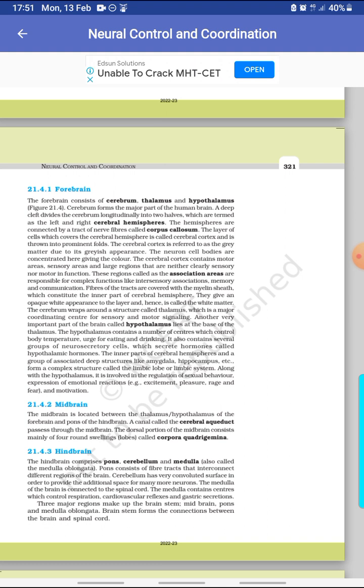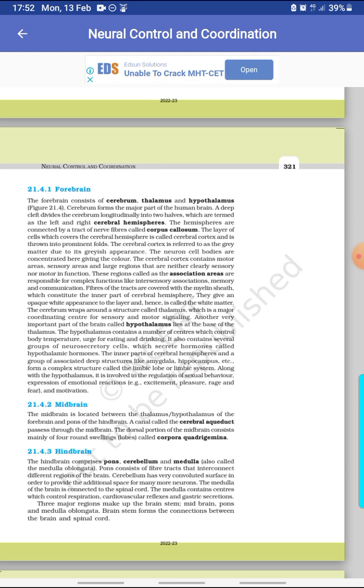Hindbrain. The hindbrain comprises pons, cerebellum, and medulla, also called the medulla oblongata. Pons consist of fiber tracts that interconnect different regions of the brain. Cerebellum has a very convoluted surface in order to provide the additional space for many more neurons. The medulla of the brain is connected to the spinal cord. The medulla contains centers which control respiration, cardiovascular reflexes, and gastric secretion.